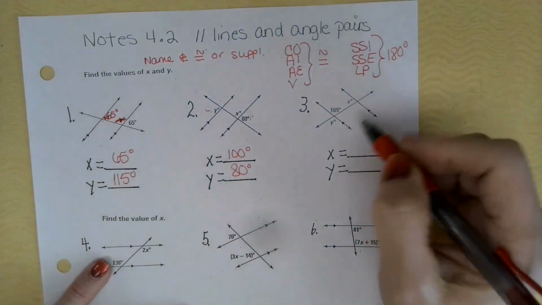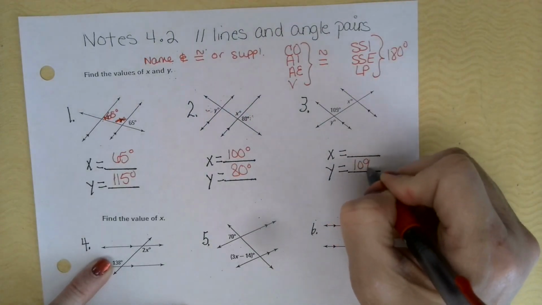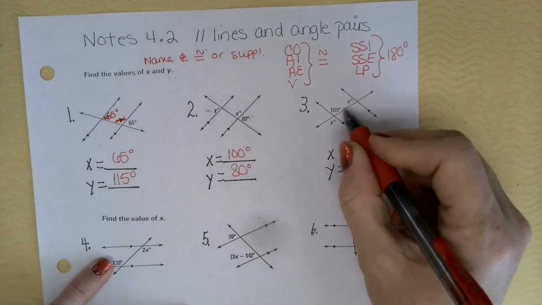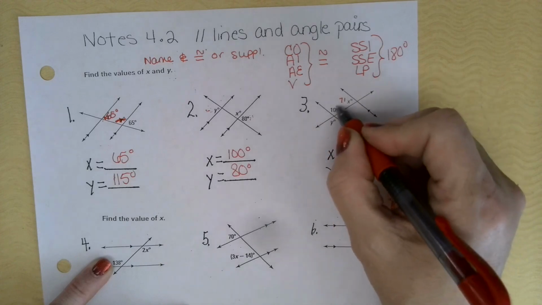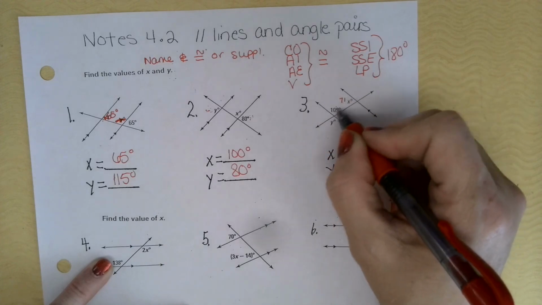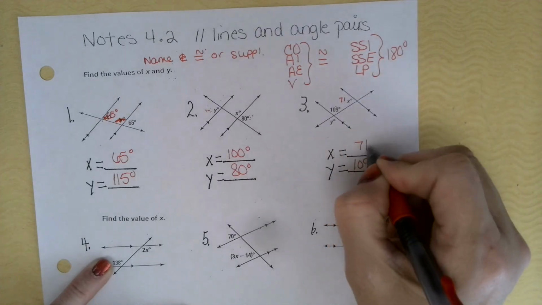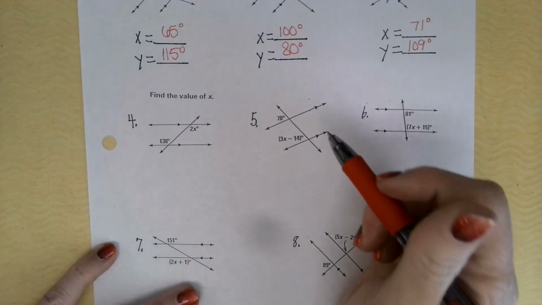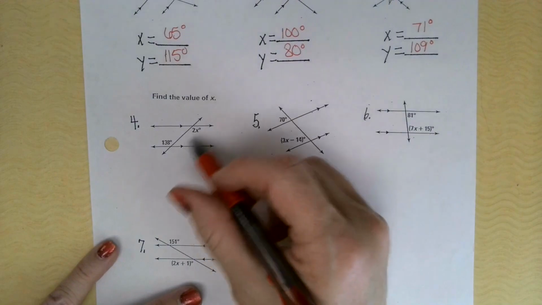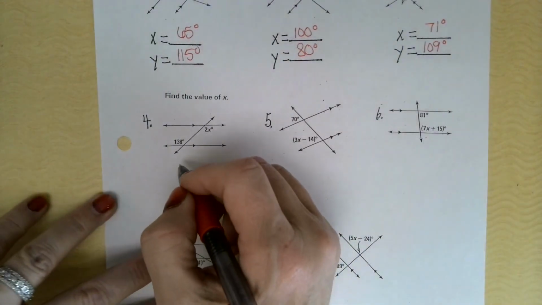Okay, number 3. Y is 109. Okay, X is 71, because those are supplementary, same side interior, supplementary, 71. Okay, now, when we get to the algebra, you do need to show me the work, as simple as it is. If it's even this simple, write down the setup and then just use your calculator or use your brain, which you should be using.